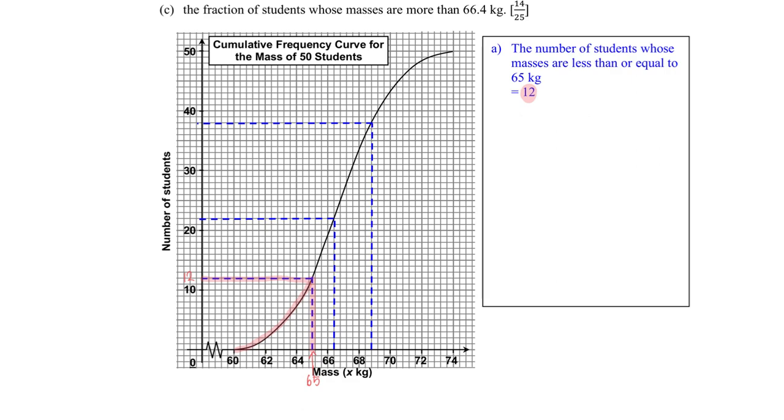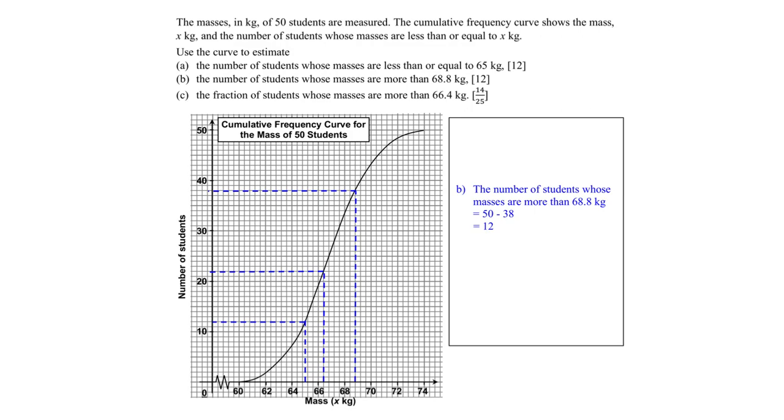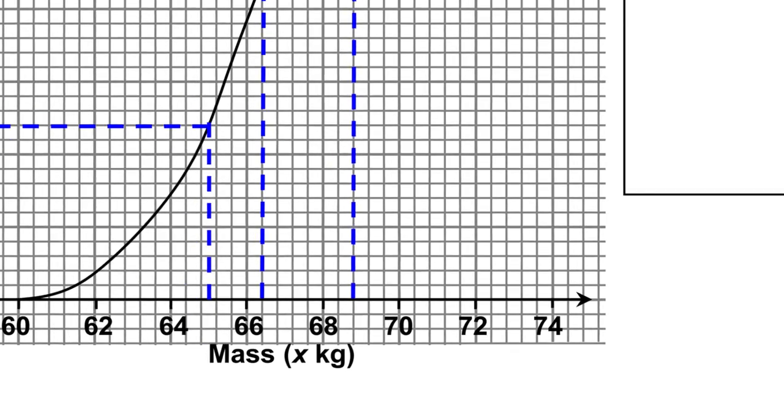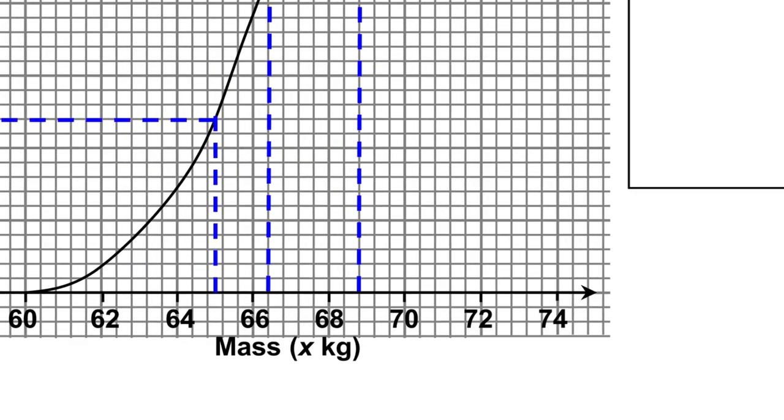12. Alright? So for part B, now they require us to find the number of students whose mass is more than 68.8. So I will first have to zoom in to find where 68.8 is, and I managed to find that it is here. 68.8 kg is here.